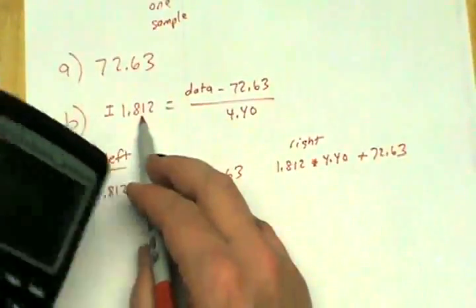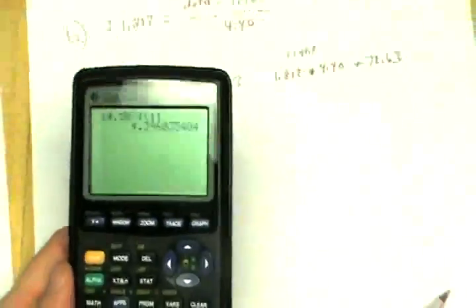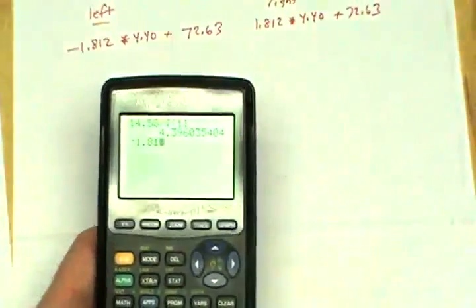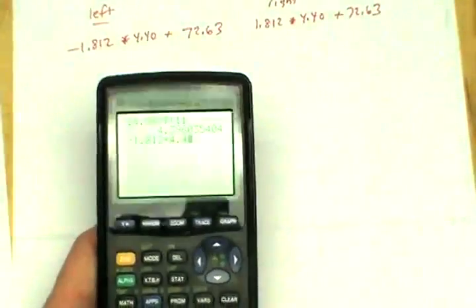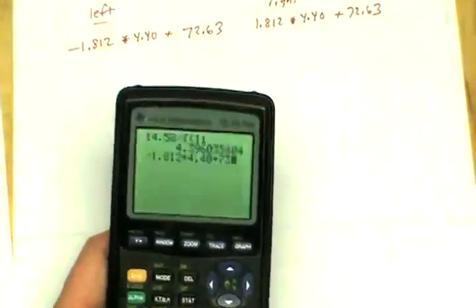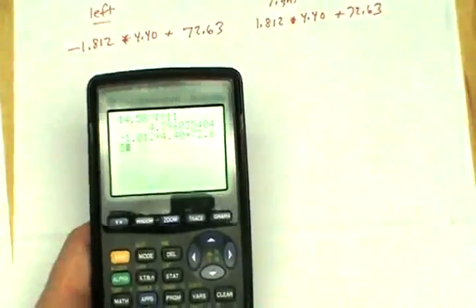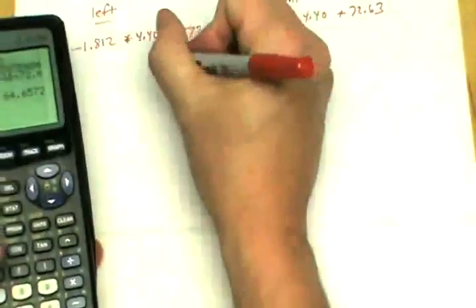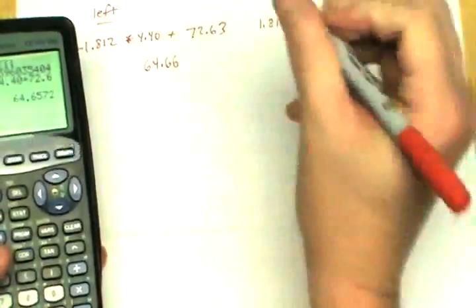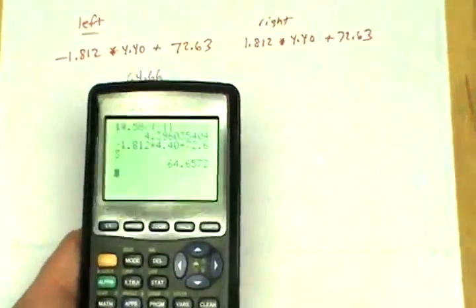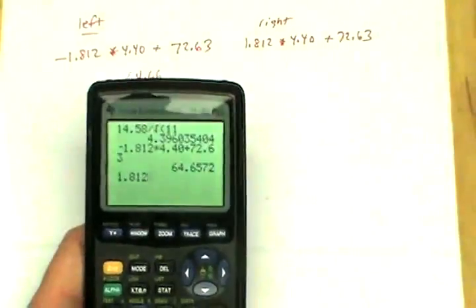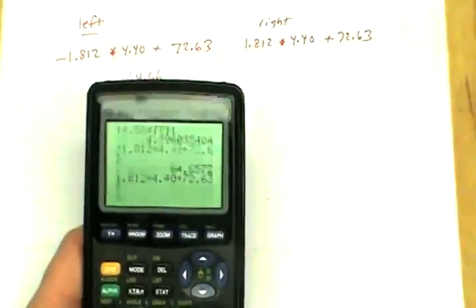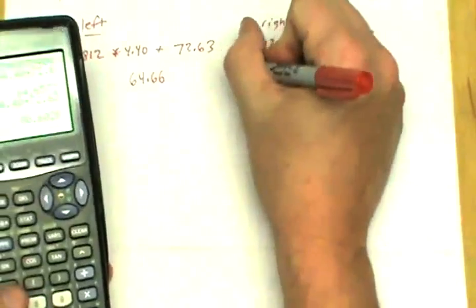Okay, so in our calculators, we're going to put in negative 1.812 times 4.40, and we're going to add 72.63. 64.66. And then we're going to do the same thing with the positive 1.812. We're going to get back 80.60.